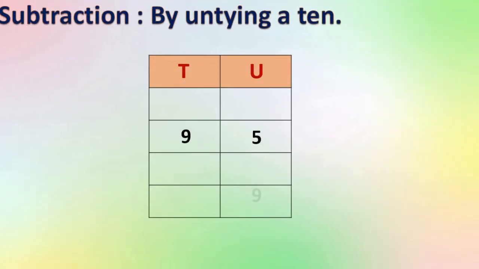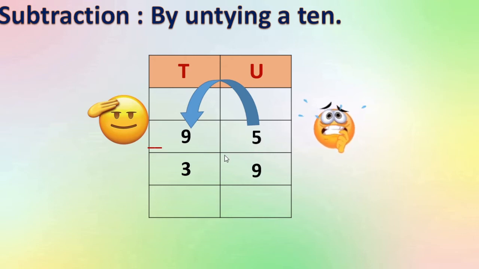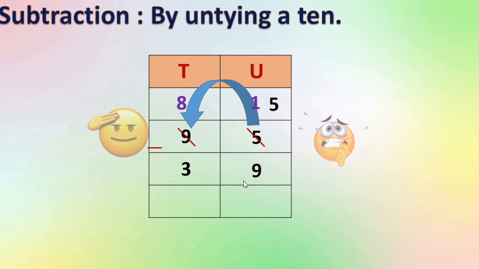Here 95 minus 39. Okay, again 5 is smaller than 9. It requests 9 to borrow a 10. So 9 accepts the request of 5 and it lends 1 ten to the units place, and it becomes 8, 1 less, isn't it? Now 5 is already there in the units place, so 10 plus 5 becomes 15.